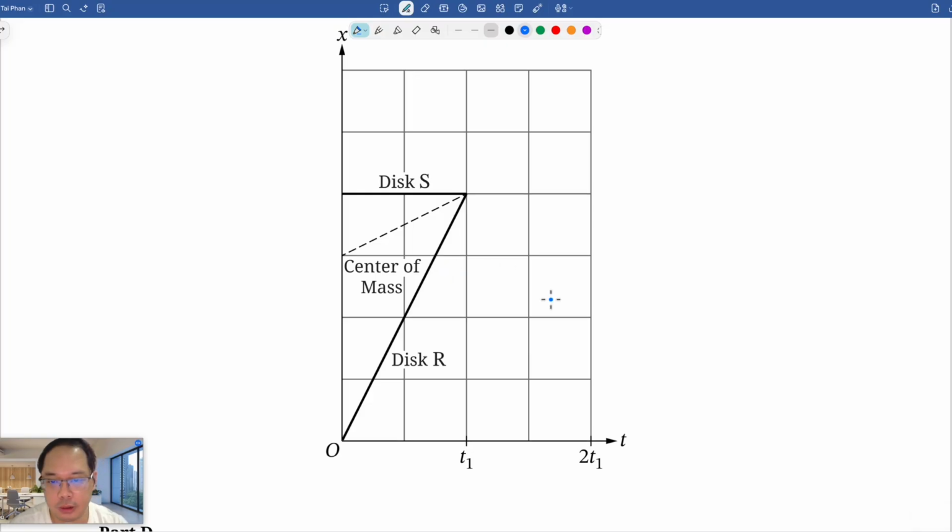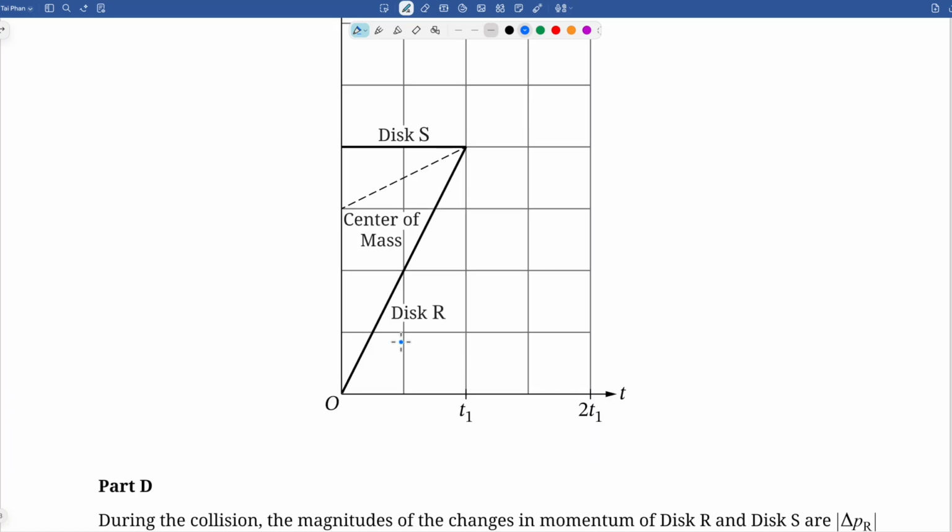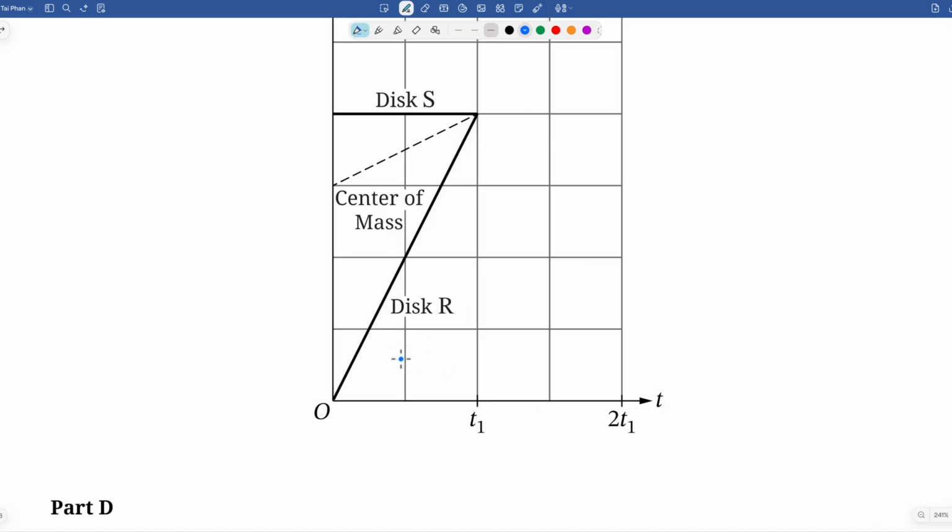In this graph, we have 3 lines. The disk R here is the solid black line. You can see that the gradient of this disk is 2 because the increase in position is 4 grid spaces. Okay, let me draw that. This increase is 4 grid spaces, and the run, which is the time interval from 0 to t1, is 2 grid spaces. So the gradient of this graph is 4/2, which is 2.